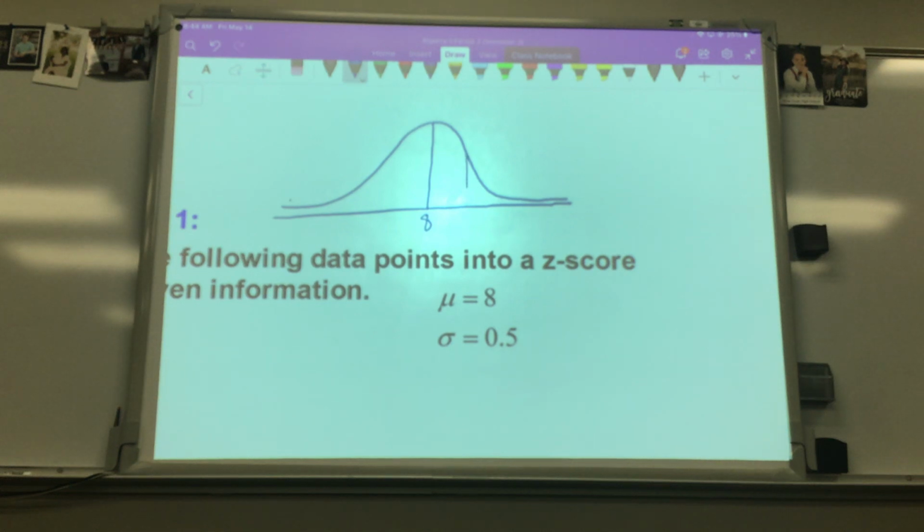We go 1 standard deviation away. If the standard deviation is 0.5, what are those two values? 7.5 and 8.5. 2 standard deviations away: 7 and 9. 3 standard deviations away: 6.5 and 9.5, right? The probability of something being outside of those values is so unlikely we don't have to worry about it. That's at 0.15%. So that's how it'd be set up.